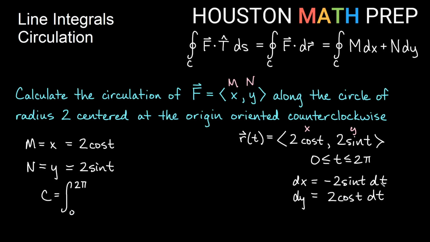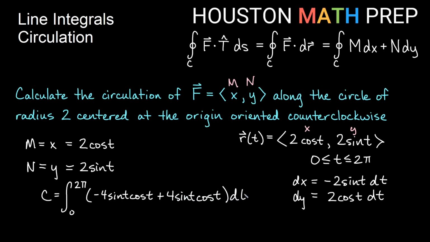M dx, again, I'll factor out my dt and write it at the end. So I have 2 cosine t times negative 2 sine t. That's going to be negative 4 sine t cosine t. And then plus N dy, I have 2 sine t now times 2 cosine of t, so that would be plus 4 sine t cosine t.